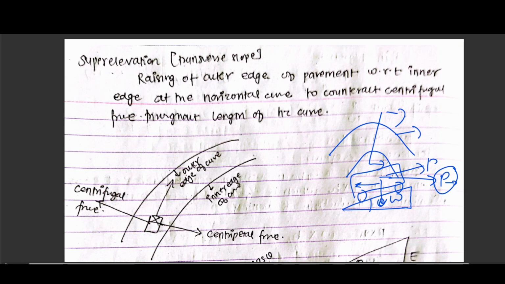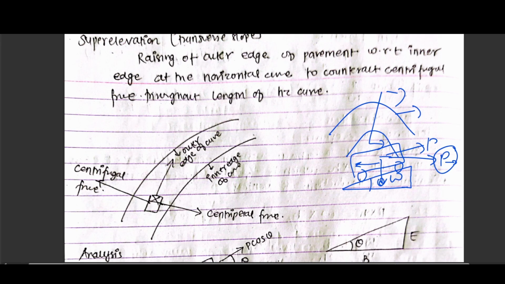That's why there will be a stabilized condition if we provide the super elevation. I have written it like this: raising of the outer edge of the pavement with respect to the inner edge at the horizontal curve to counteract the centrifugal force. The super elevation is provided throughout the length of the curve.